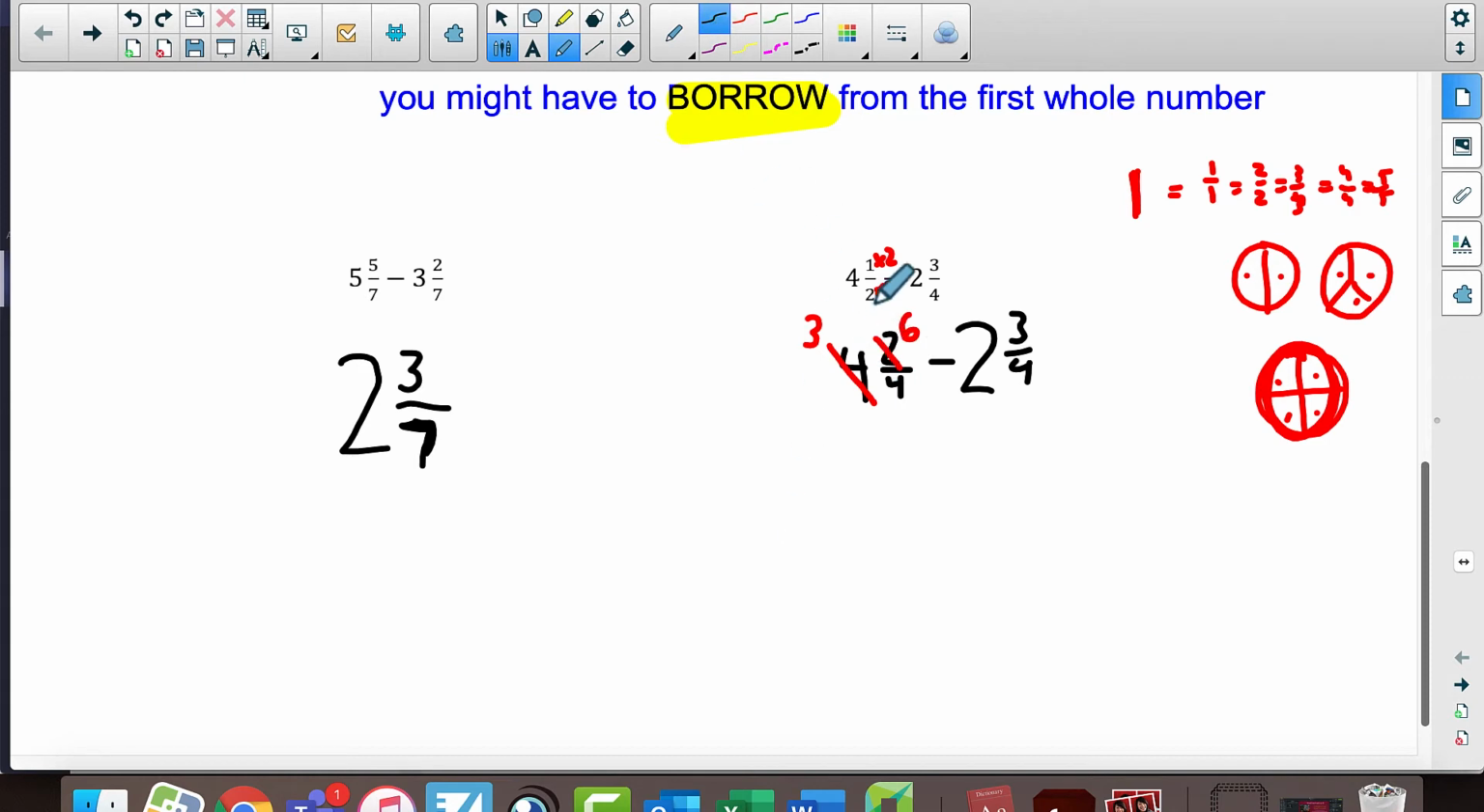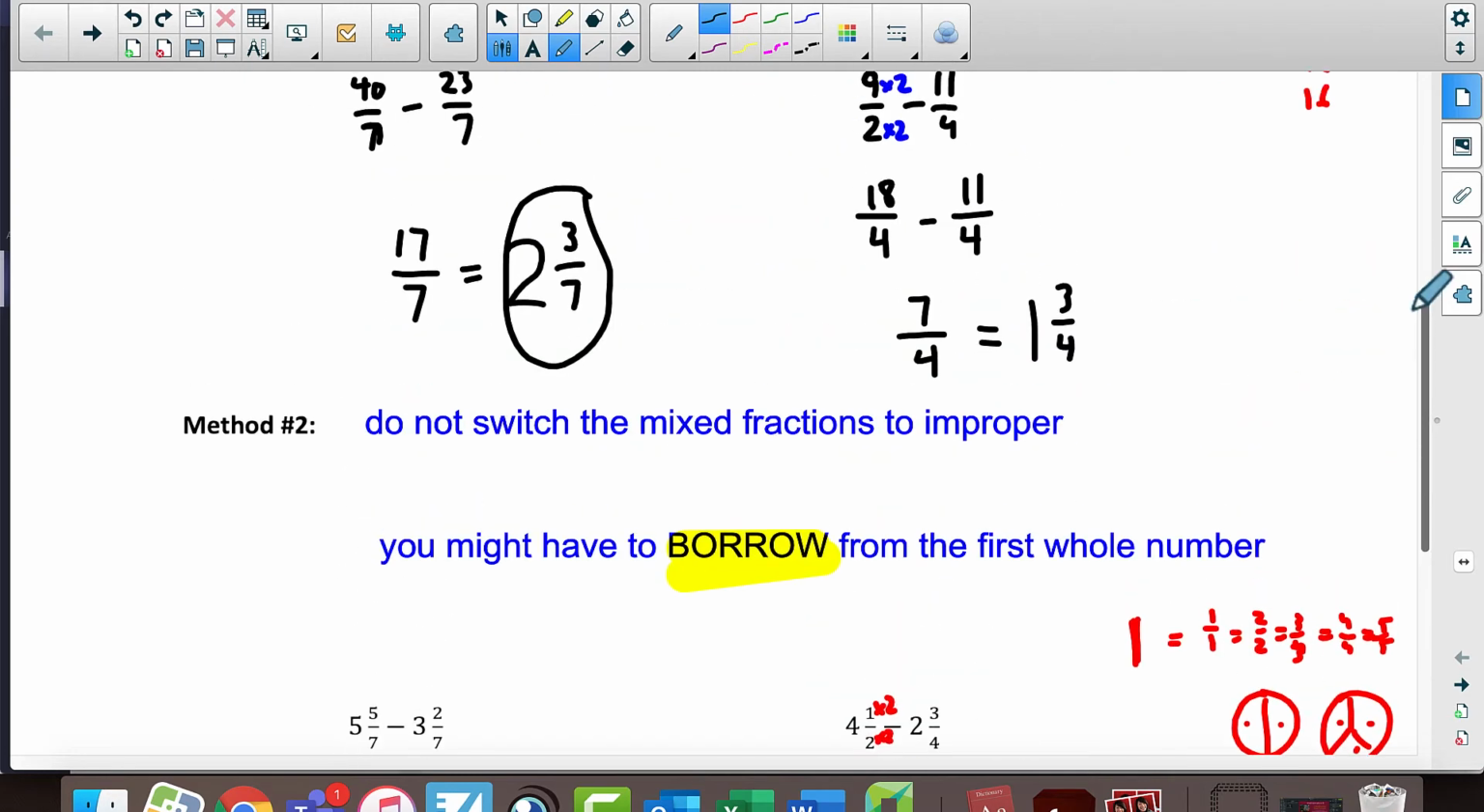Anyway, now we're home free. Subtract the fractions. 6 quarters minus 3 quarters is 3 quarters, right? Keep the denominator the same. 6 minus 3 is 3. And then the big numbers. 3 minus 2 is 1. I sure hope 1 3 quarters is the answer we got, and it is 1 3 quarters.